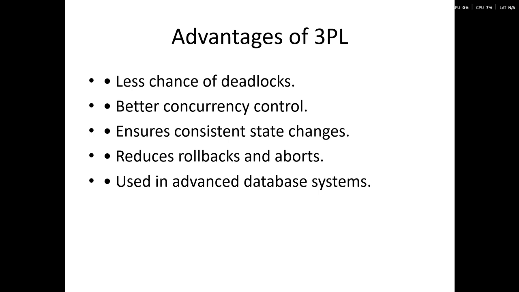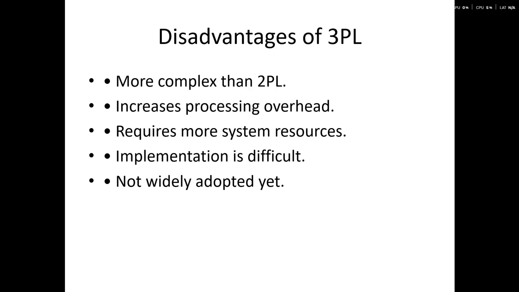Advantages of three-phase locking protocol: fewer chances of deadlocks, better concurrency control, ensures consistent state changes, reduces rollbacks and aborts, and is used in advanced database systems.